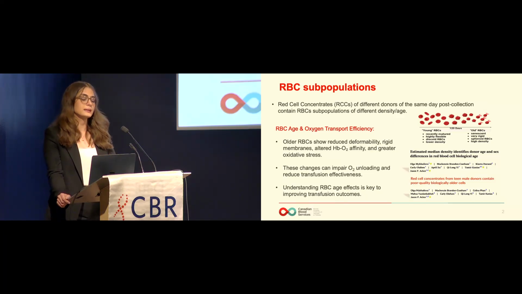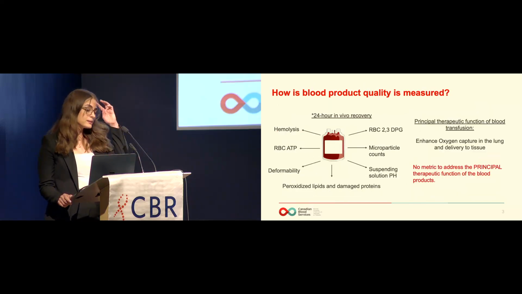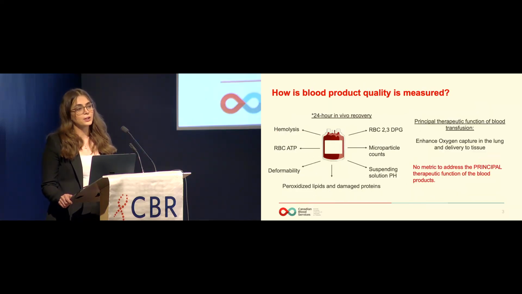So in our lab, we have done a lot of work to see the differences of young and old RBCs in terms of their quality in different donors. And we know that the old RBCs show reduced deformability, they are rigid, and they have an altered hemoglobin oxygen affinity. There are many experiments that we use to measure the quality of red blood cells, for example, hemolysis, RBC ATP, deformability, and 24-hour in vivo recovery, which could be done by biotinylation or chromium.